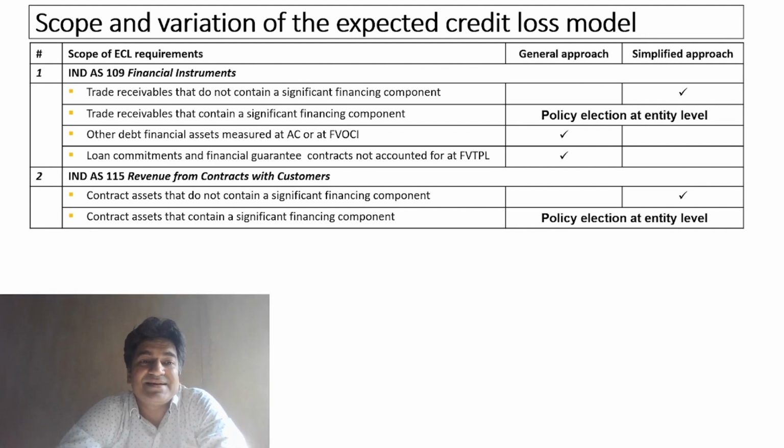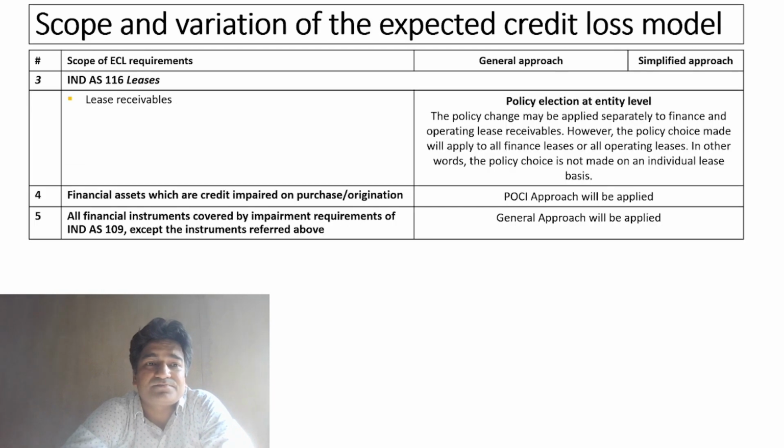So we can easily say, guys, in case of trade receivables and contract assets, if there is a significant financing component, the entity has to choose between the general approach or the simplified approach. And in case of trade receivables and contract assets where there is no significant financing component, the simplified approach has to be applied. For all other debt financial assets, either measured at amortized cost or fair value through OCI, or loan commitments and financial guarantee contracts which are not accounted for at fair value through profit and loss, the general approach has to be applied. So guys, let us now discuss the lease receivables.